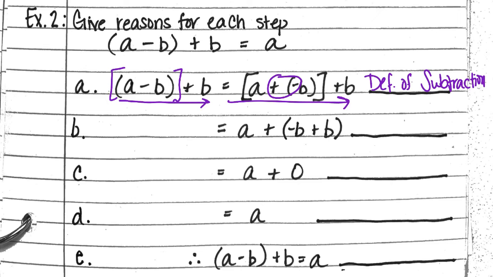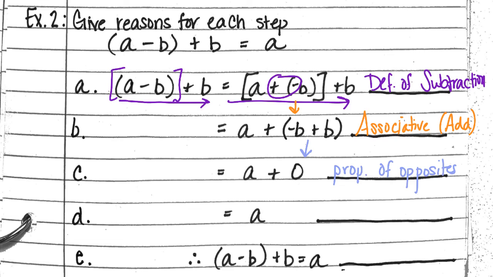Now, we're moving down. So from here to here, we did reassociate. So this is the associative property. And more specifically, this is of addition. And the next step, notice a negative B plus B. That is the property of opposites. You're getting good at this now.